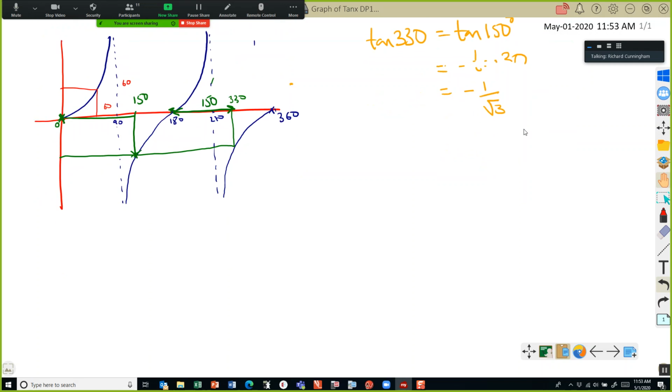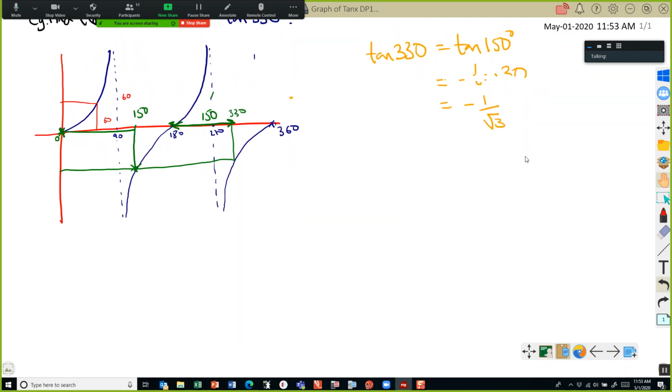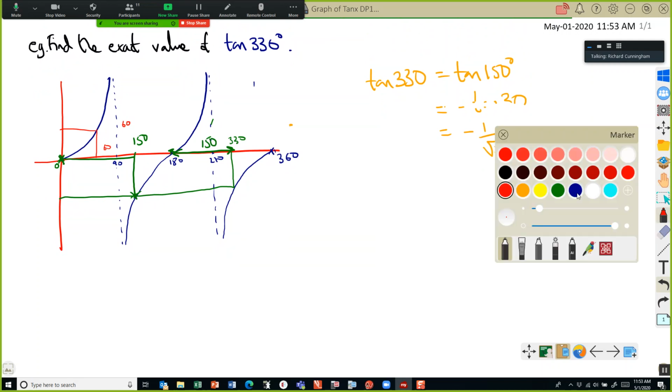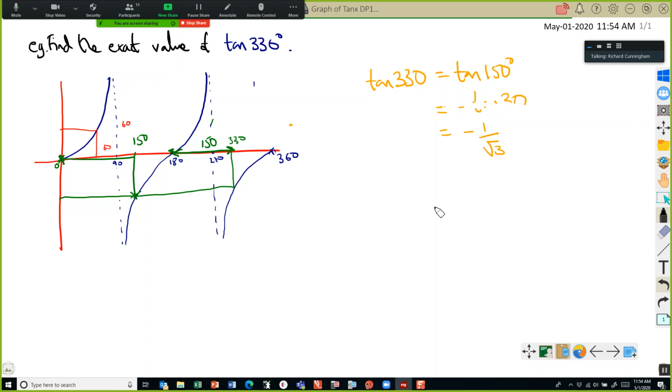Do you want to try one yourselves? And if you all get it right, then I'll let you go. Oh yeah, and you answered that question, don't you? All right, find the exact value. Starting with 330 was actually more difficult, it was probably one of the harder ones. So this one should actually be easier. Find the exact value of tan. Let's see. There's only so many of these you can actually ask as well. This should be nice and easy.